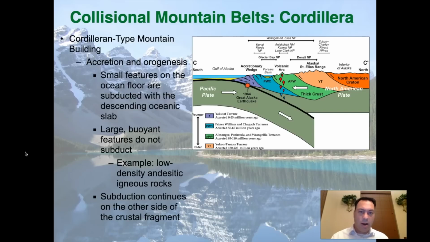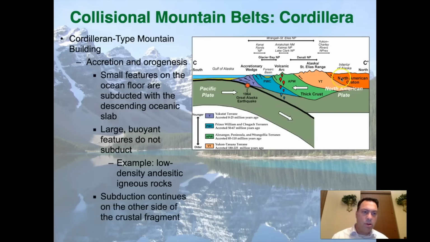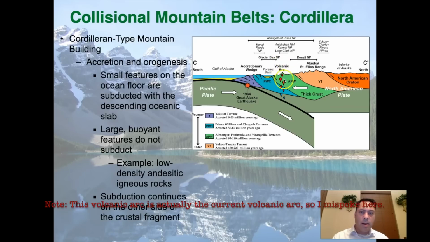So here's a cross section that's happening in this case in Alaska. So this is the North American Craton up over here. To give you an idea, the Great Alaskan Earthquake happened right here at this subduction zone. And so this would have been in an area located right through here. So here's Wrangellia, the Yukon-Tanana terrain. All of these are located right in here. And so when we look at the cross section, here's the North American Craton, here's the Pacific Plate, and these are interpreted as a volcanic arc that happened here.